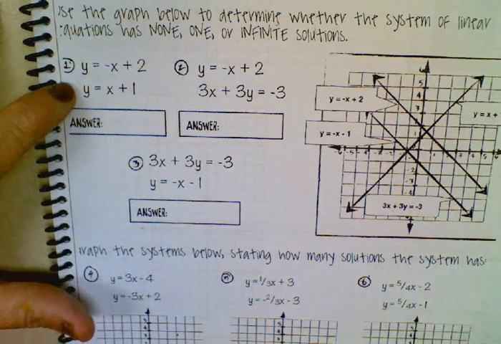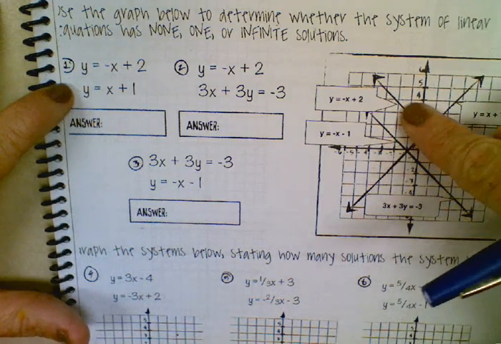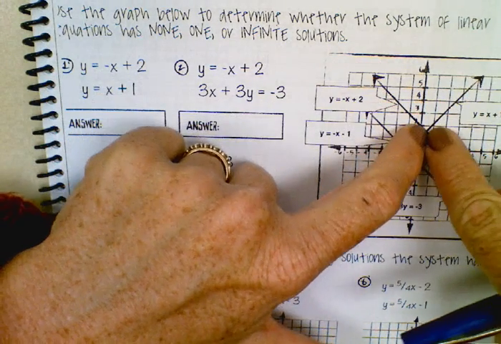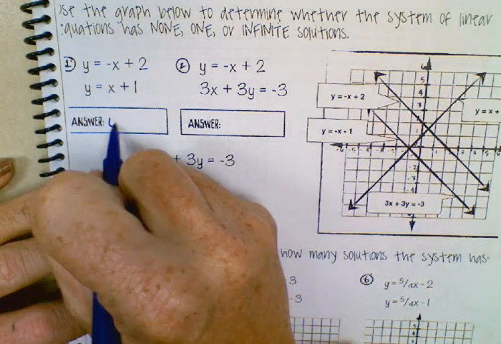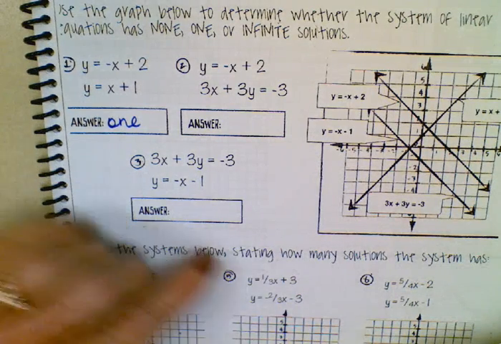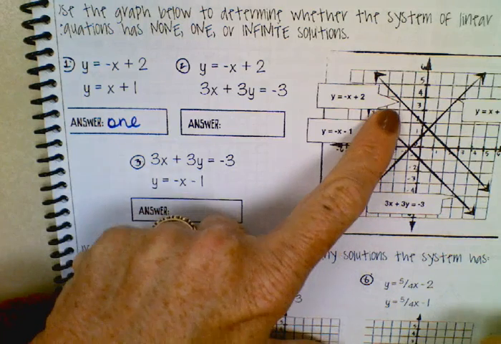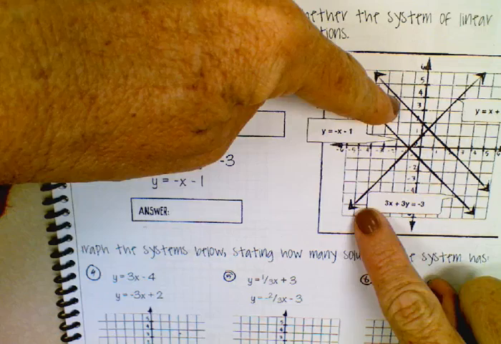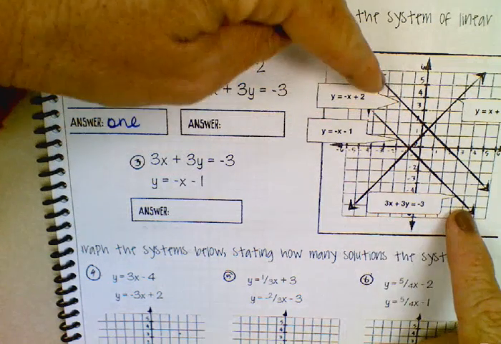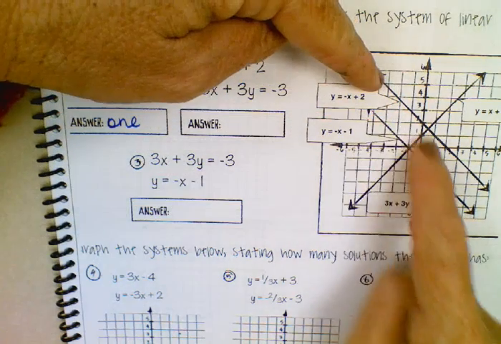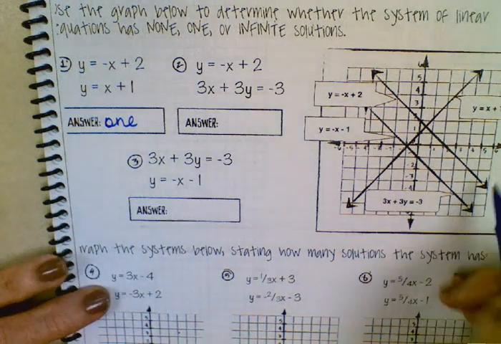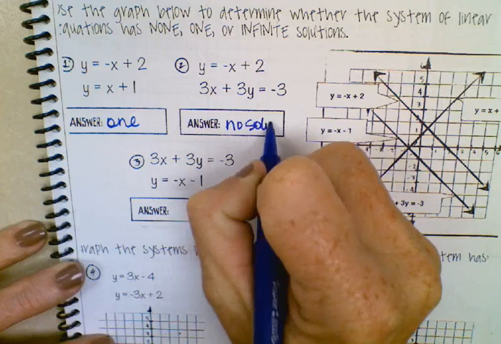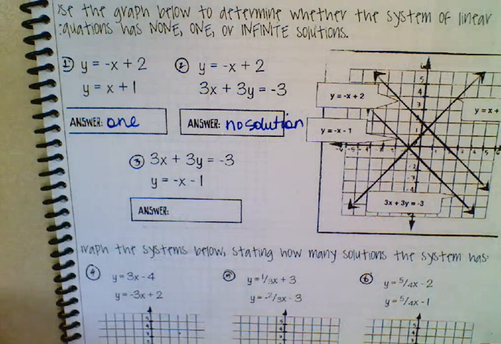Okay, so first one, I'm looking at y equals negative x plus 2 and y equals x plus 1. I'm going to see that they cross at one point and they have one solution. Number 2, I'm looking at the y equals negative x plus 2 line and the 3x plus 3y equals negative 3 line, which are these 2 lines here. And I find that they're parallel, meaning they're never going to touch, so they will never have a solution. So that's a no solution.